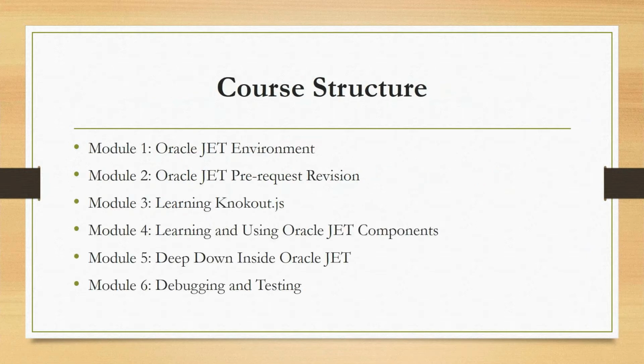I have discussed with our colleagues, and we have decided on the entire course structure, and we have divided it into 6 modules, as you can see on my screen. Module 1 is the introduction of Oracle Jet: what exactly Oracle Jet is, why it is known to the world right now, how it is useful, and how we are going to install and set up an environment to develop web applications using Oracle Jet. That is the main agenda of module 1.